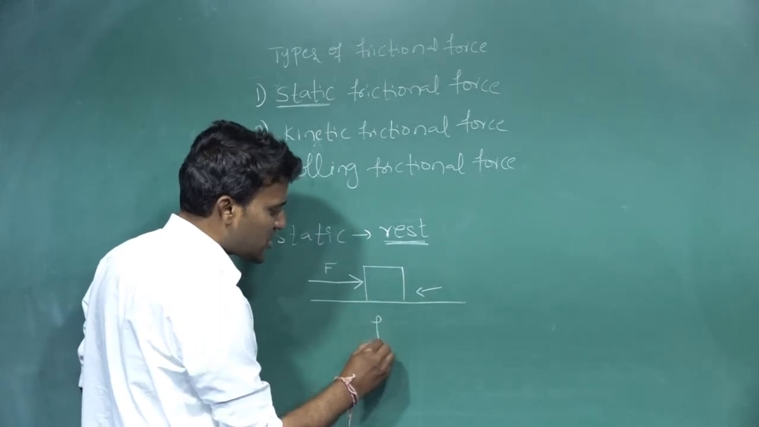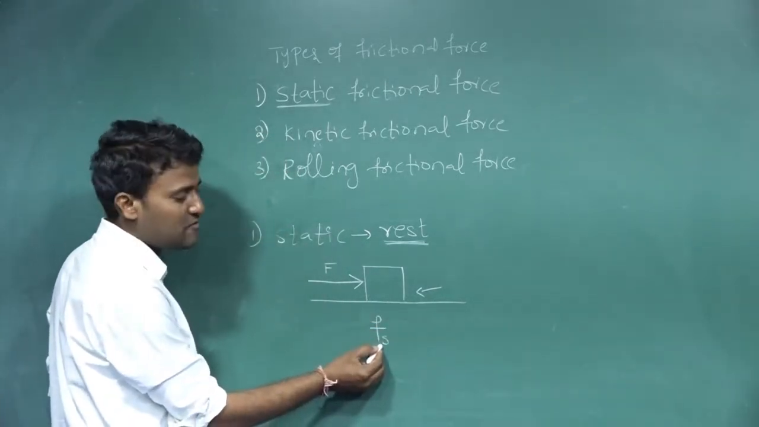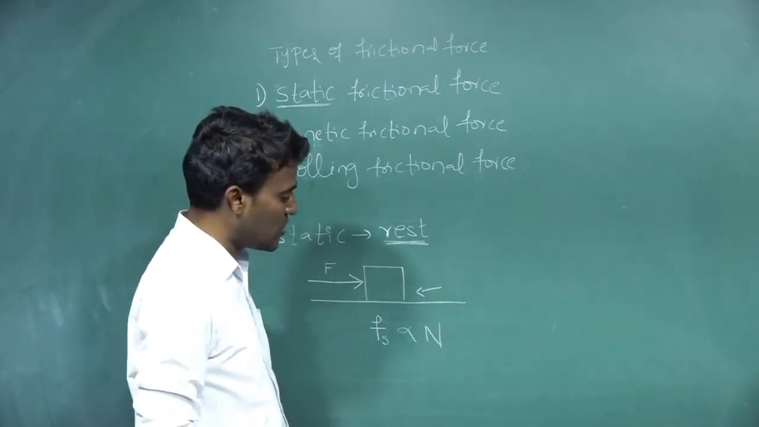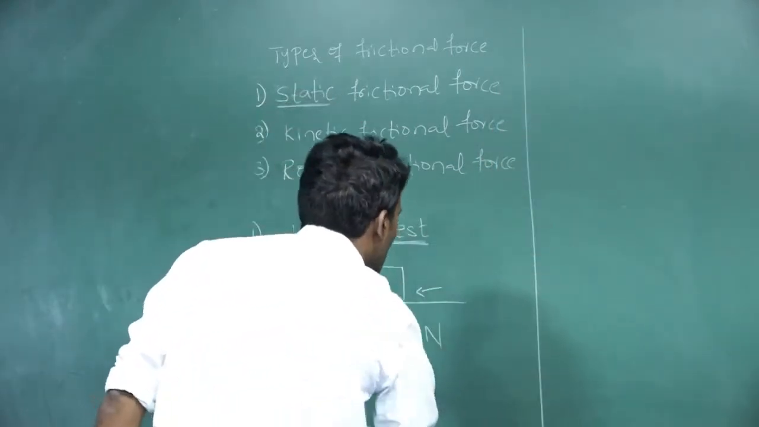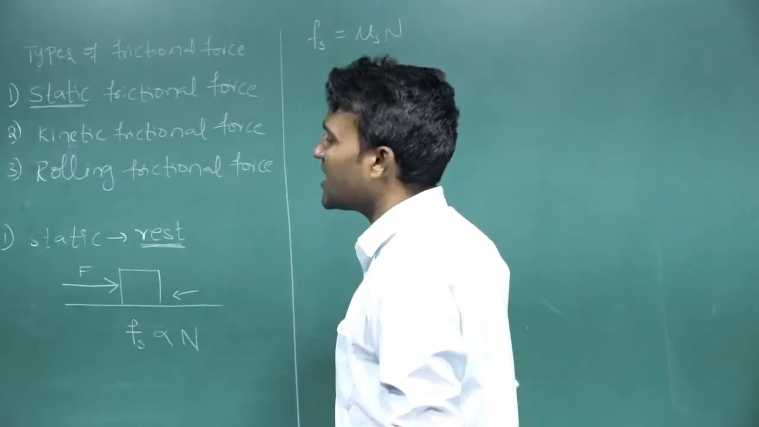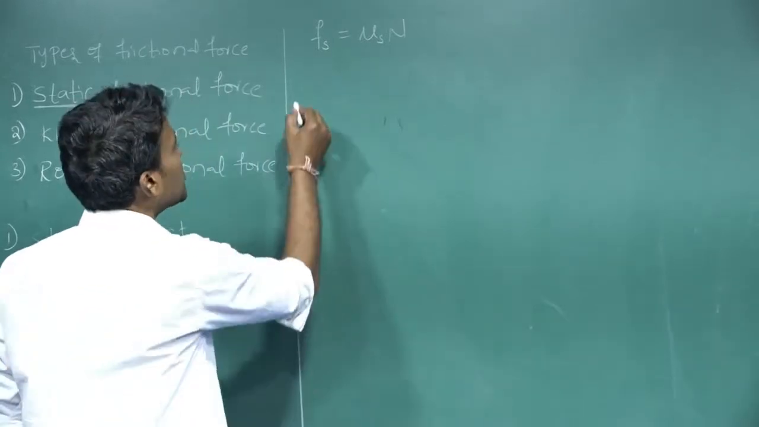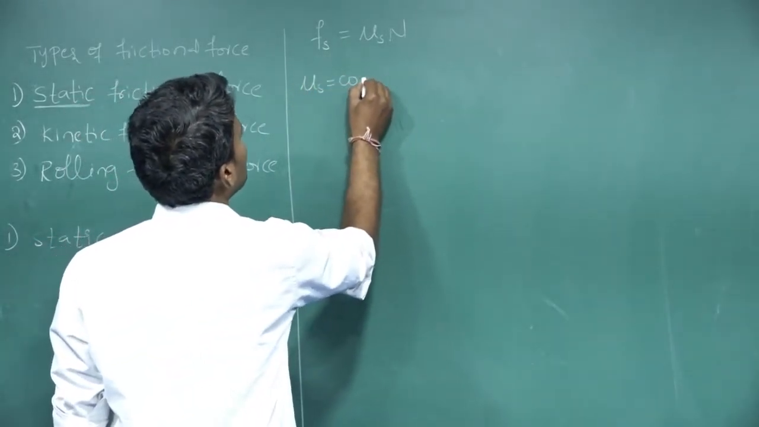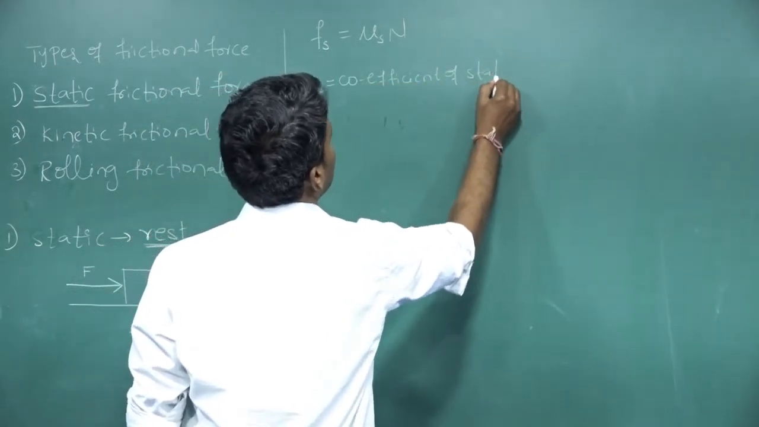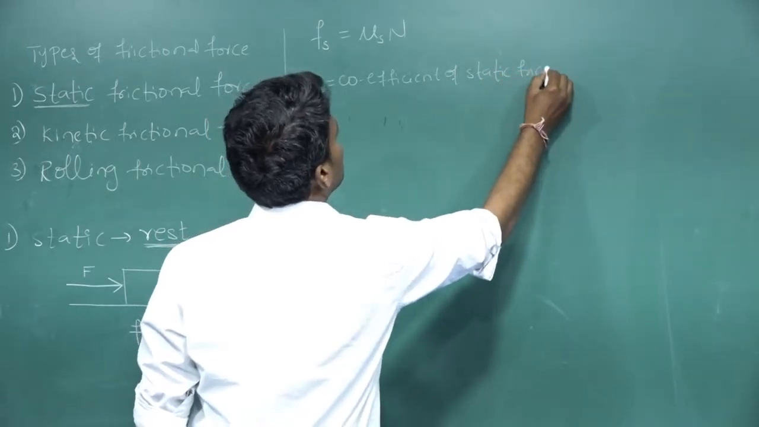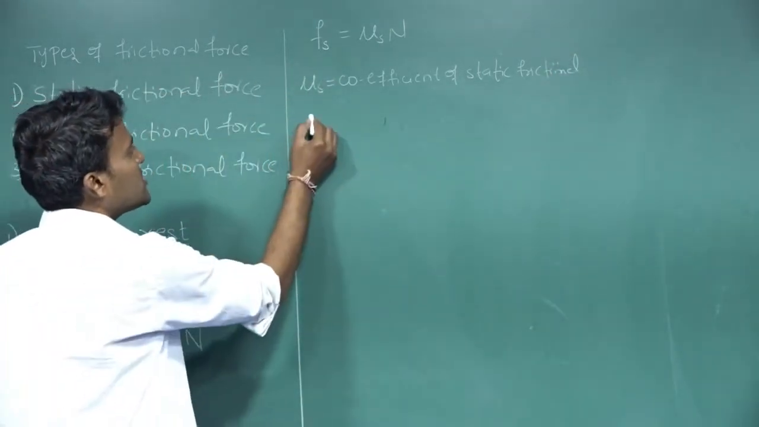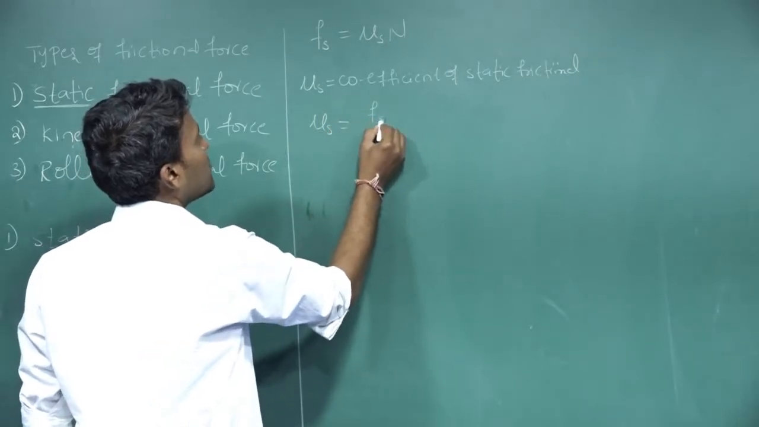The static frictional force, with symbol F with suffix s, is directly proportional to the normal force. When you remove the proportionality, a constant takes place, that is mu s. Here mu s is called the coefficient of static frictional force, and mu s is equal to F s divided by N.